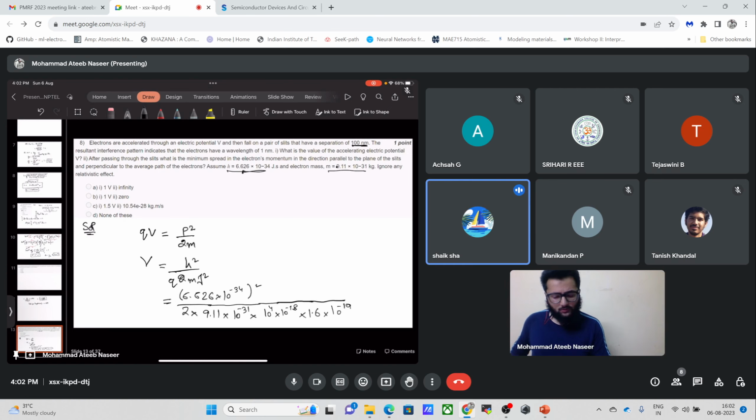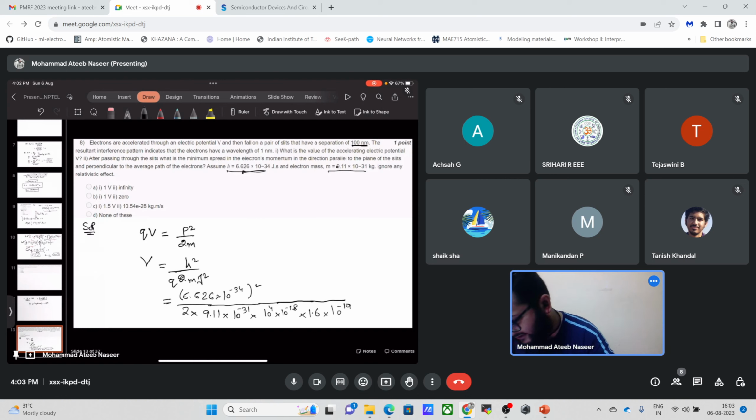Sir, I have a doubt. Sir, lambda, you have taken 100 nanometer, right? Yes, I have taken. It is the separation between the slits. Yes, that's what I was telling you. Yes, wavelength is 1 nanometer. Yes, fine. It is 1 nanometer. I thought it was the wavelength. Oh, fine. Thank you. Thank you, Shaikh.